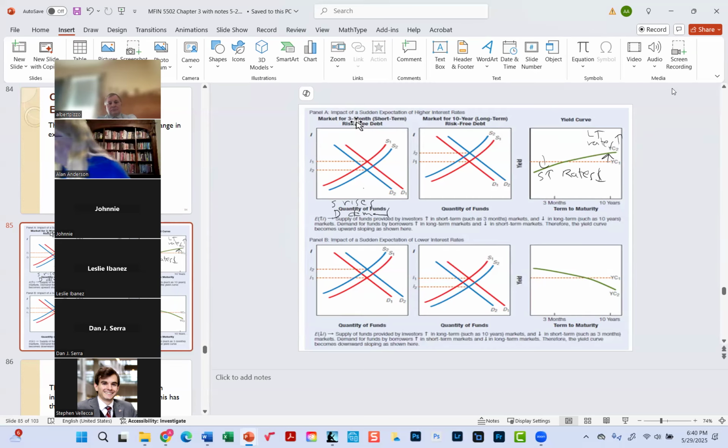And then down here, it's just the other way around. We have lower interest rates we're expecting. So the long-term rates fall and the short-term rates rise. So we have an algebraic explanation and we have a supply and demand explanation for the expectations theory.